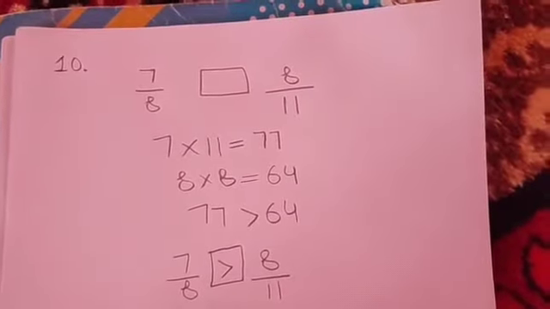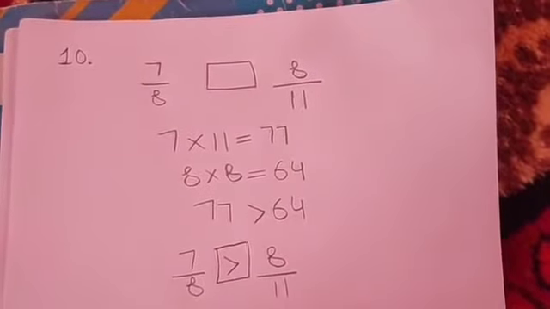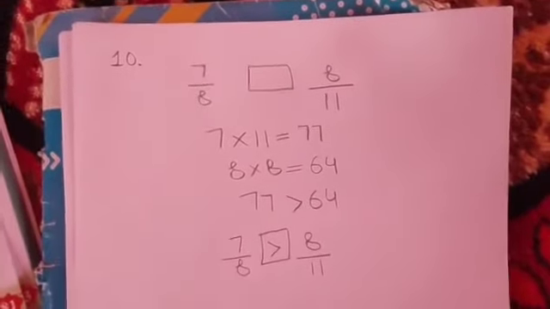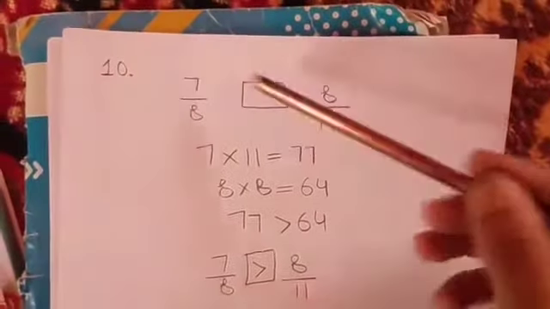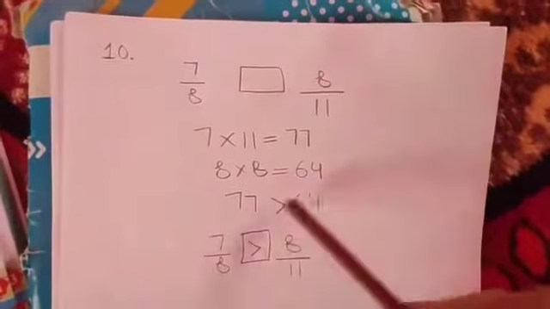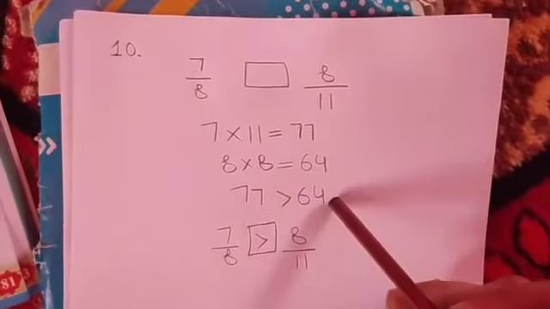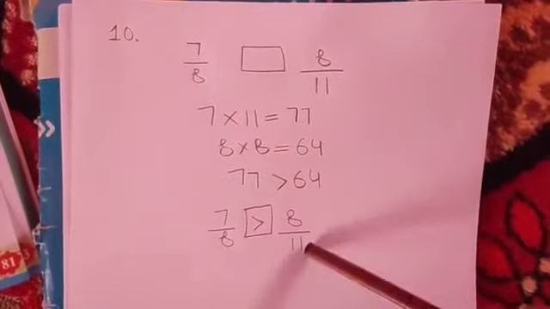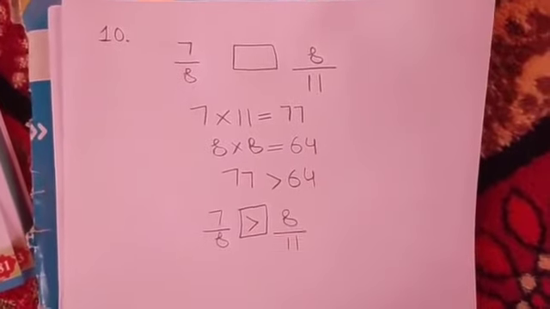7 upon 8 and 8 upon 11. In these fractions, the numerators are different. In that case, first of all, we will multiply the numerator of the first with the denominator of the other. That is 7 times 11. 7 times 11 is 77, and 8 times 8 is 64. Now 77 is greater than 64. That means 7 upon 8 is greater than 8 upon 11. Dear student, you can proceed the same with the next part.